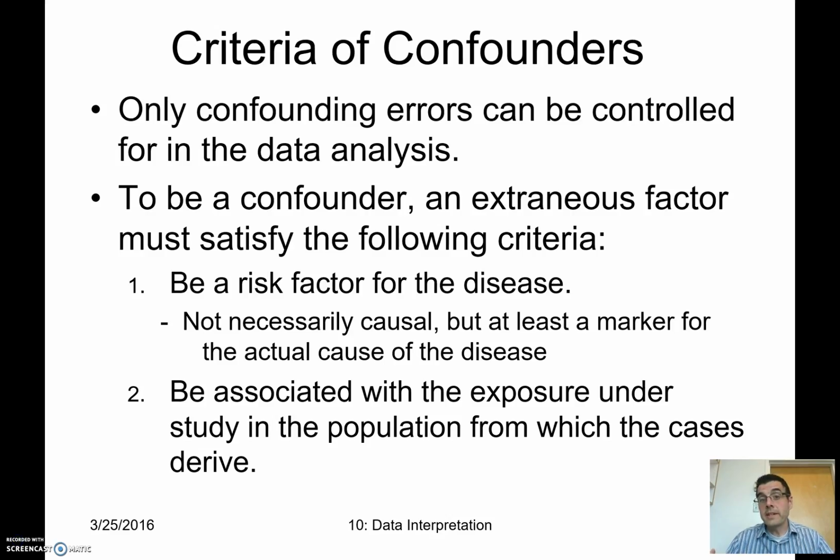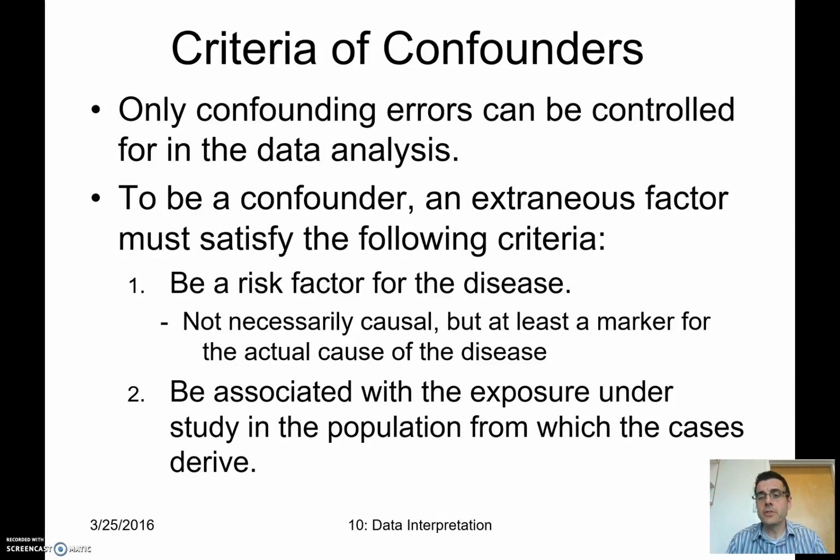So some of the criteria that you need to take into account when you think of whether something can be considered a confounder is, first of all, only confounding errors can be controlled for in the data analysis. So it's really challenging that you can't really separate out a potential confounder in your study design before you collect the data, but you need to be aware of confounders so that when you do the data analysis, you can take that into account. So what can be considered a confounder?